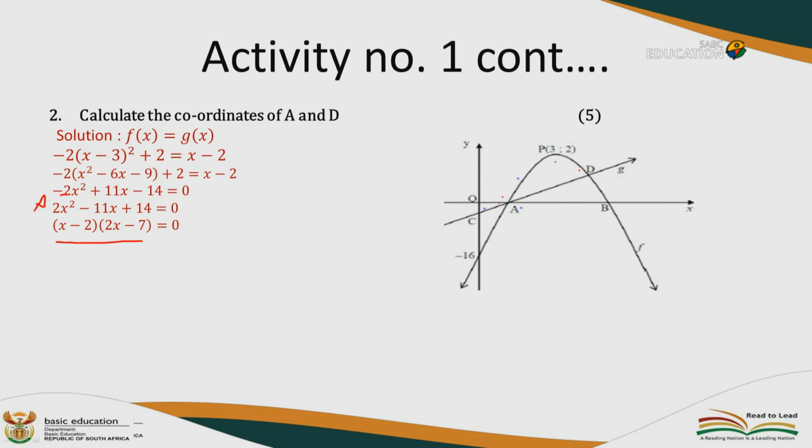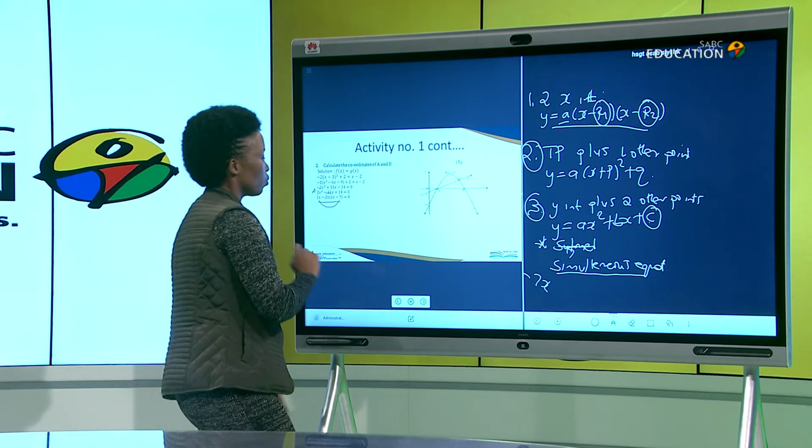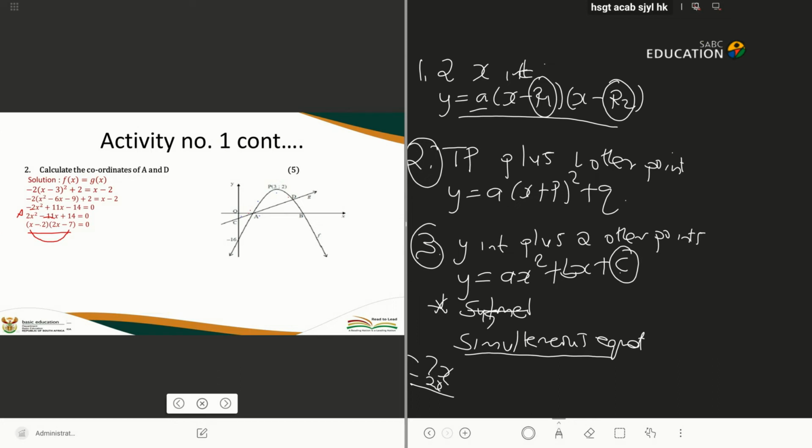Remember, for you to test whether the factors are correct or incorrect, just make sure that the sum of the products gives the middle term. When you multiply x together with negative 7, you get negative 7x. So the sum of these two products now, the middle term: negative 2 multiplied by 2x is negative 4x. So when you add these two together, they must give you the middle term. Negative 7x minus 4x, when you add them together, they give you negative 11x. So our factors are correct.